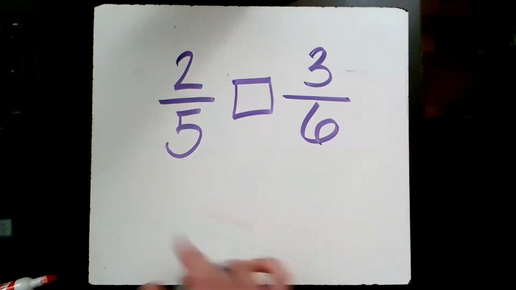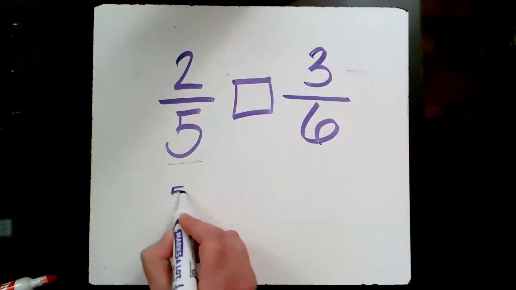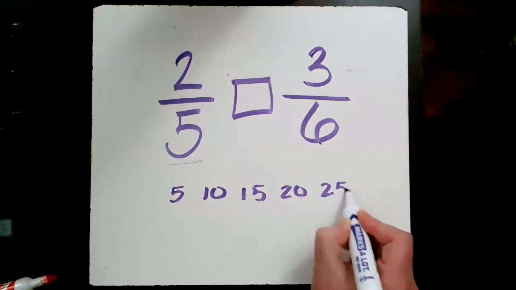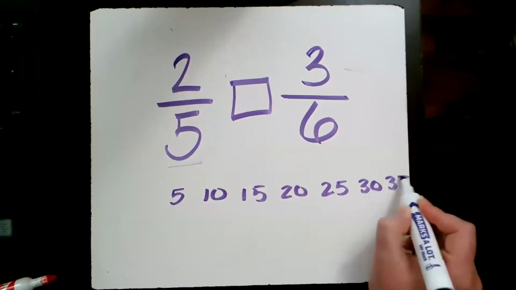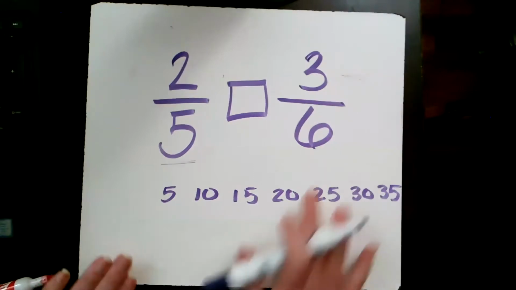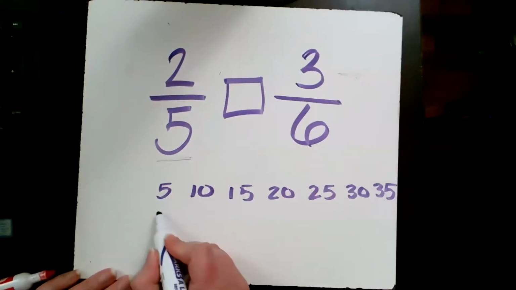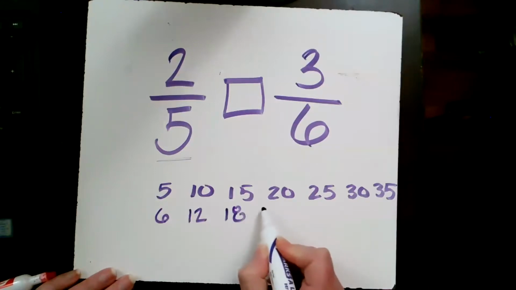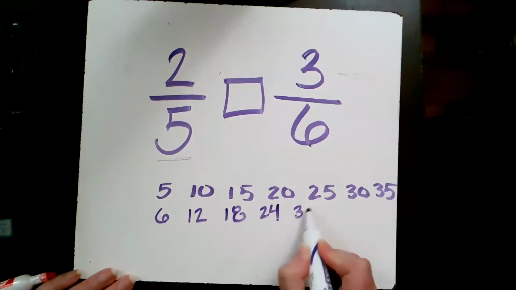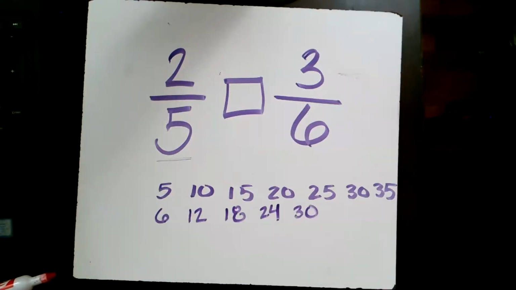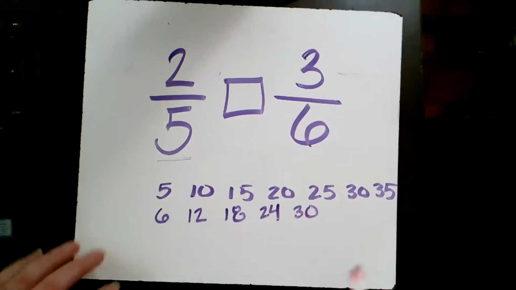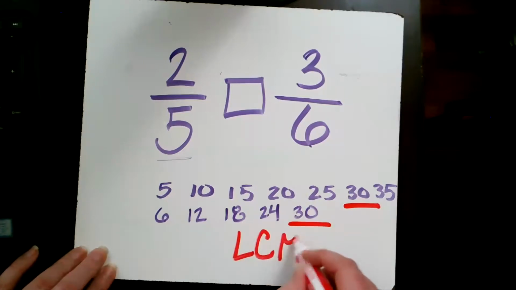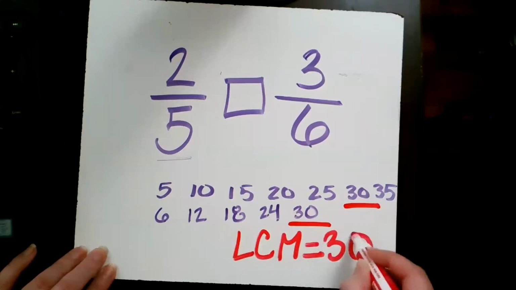I'm going to start with my multiples of 5: 5, 10, 15, 20, 25, 30, 35. I'm going to just stop there. Let's look at our multiples of 6: 6, 12, 18, 24, 30. I can stop. Just by listing those numbers, I can see that my common multiple is 30. So that means my LCM is 30.